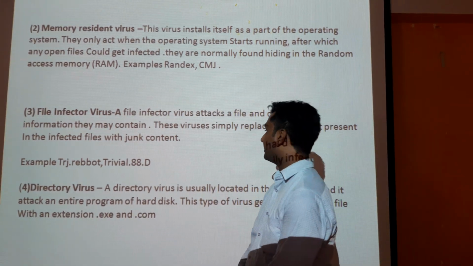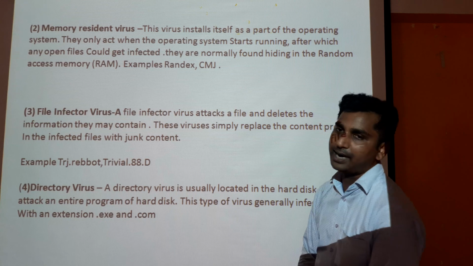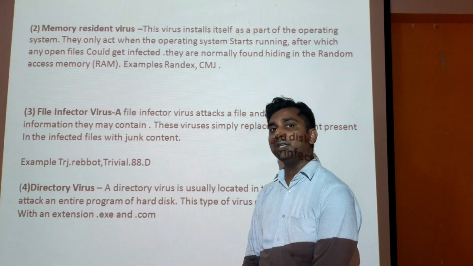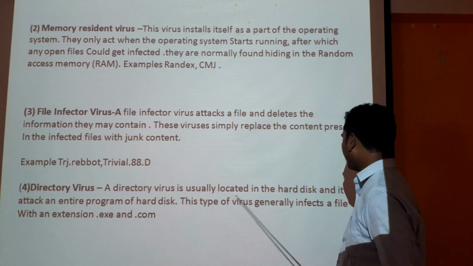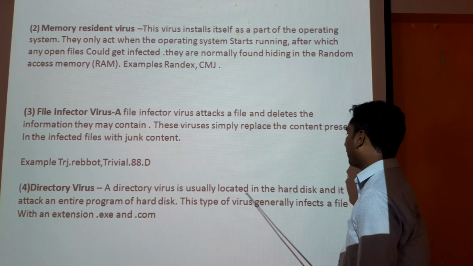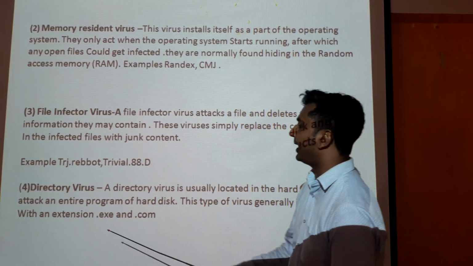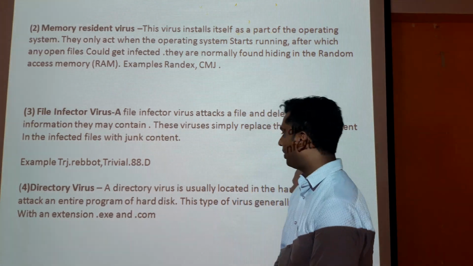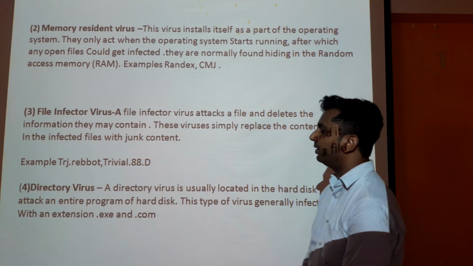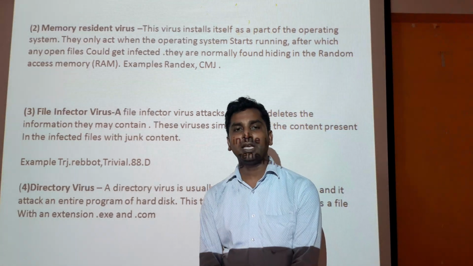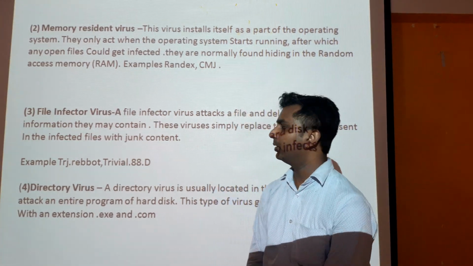And the fourth one is the directory virus. A directory virus is usually located in the hard disk. Where is this type of virus found? In the hard disk. A directory virus is usually located in the hard disk and it attacks the entire program of the hard disk. This type of virus generally infects files with the extension .exe and .com.